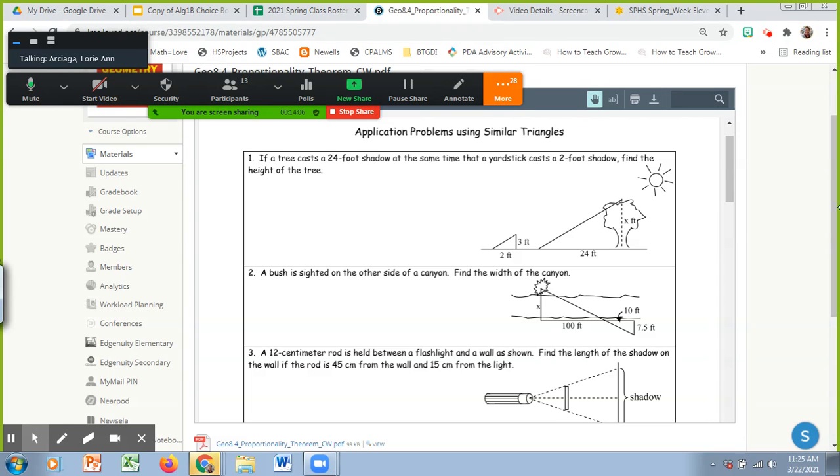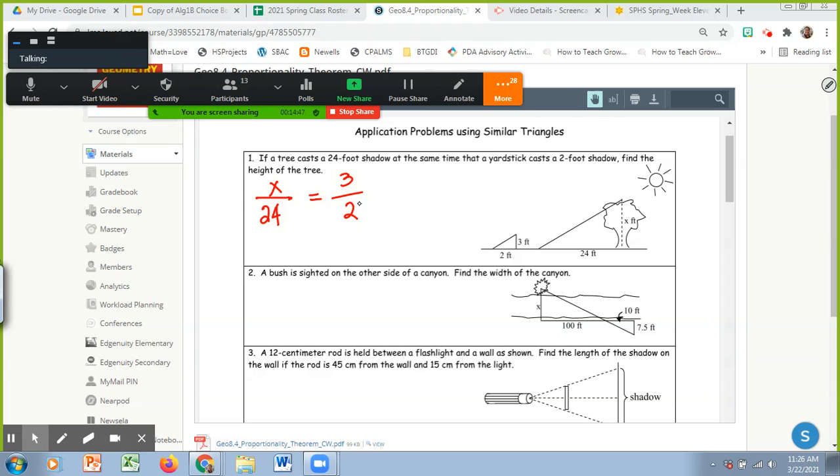So x is the height of the tree. I normally place x on the numerator. It's just my preference. It's up to you. You don't have to follow my thing. I just love to put x on top because it's easy when you cross multiply. So x is the height of the tree, and the shadow of the tree is 24, right? Equals, since this is the height of the tree, you have to start with the height of the person. So the person is 3 feet tall. And then the shadow of the person is 2 feet.